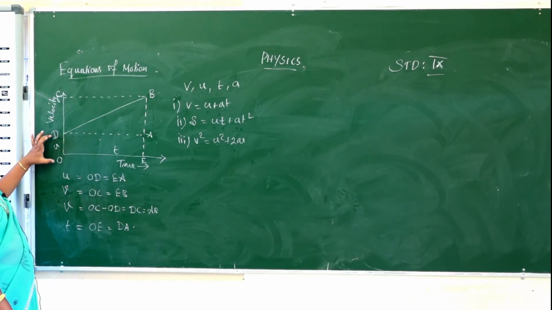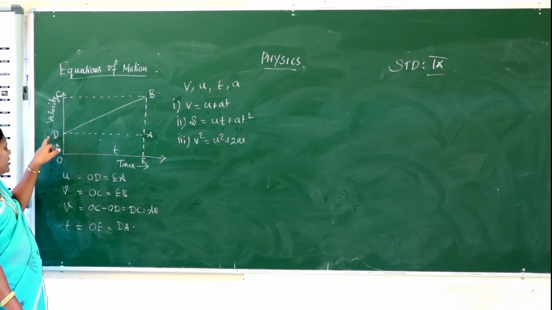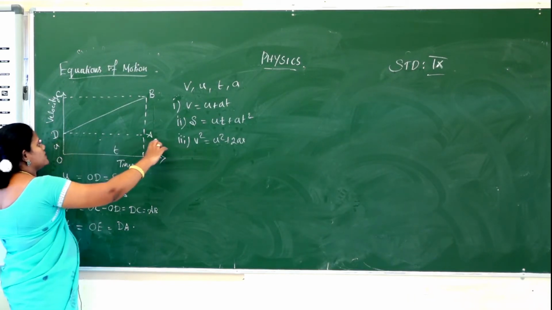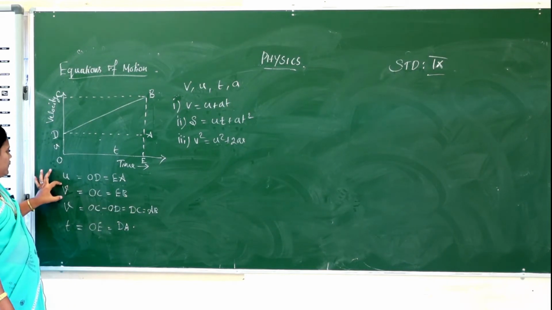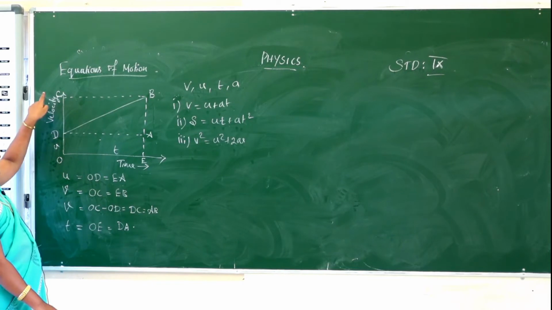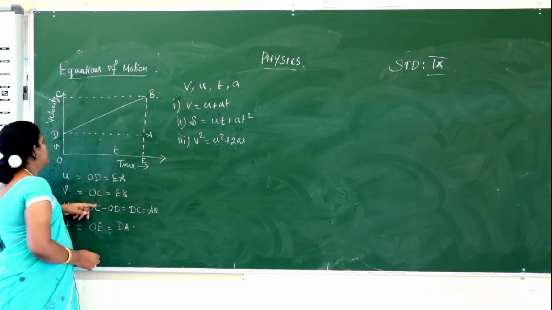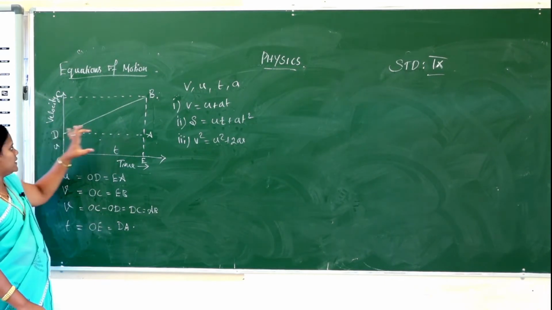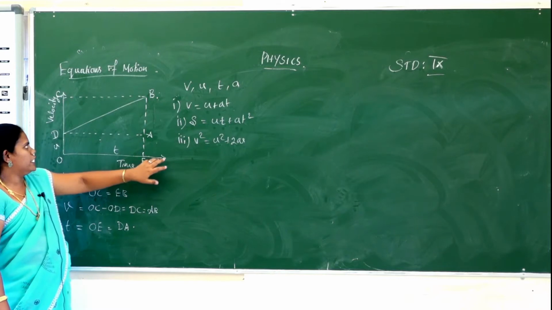OD is the initial velocity, O and D. The object has the initial velocity at the starting point, that is u is equal to OD. The equal distance is EA, so OD is equal to EA. The final velocity v is OC, and the equal distance is EB. So the initial velocity is OD and the equal distance is EA, and the final velocity is OC and EB.